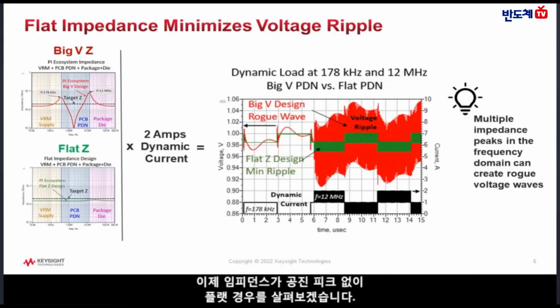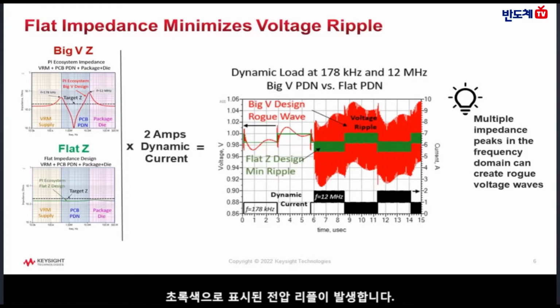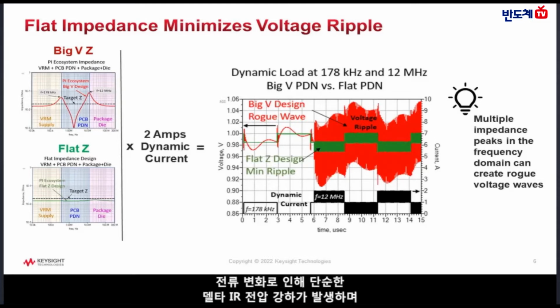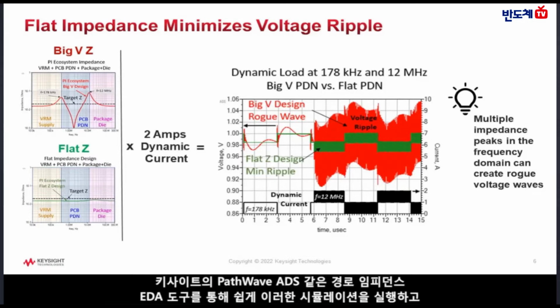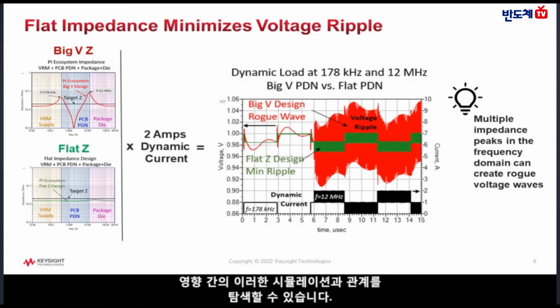Now, look what happens if the impedance is flat with no resonant peaks. Exciting the flat impedance design with the same dynamic current as before results in the voltage ripple shown in green. Here, we see that there is no exponential ringing, but rather a critically damped system with a simple delta IR voltage drop due to the changing current and path impedance. EDA tools like Keysight's PathWave ADS make it easy to run these simulations and explore the relationship between controlling the impedance in the frequency domain and the impact on worst-case noise in the time domain.